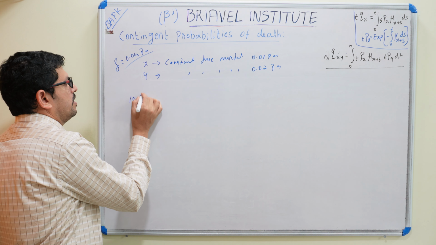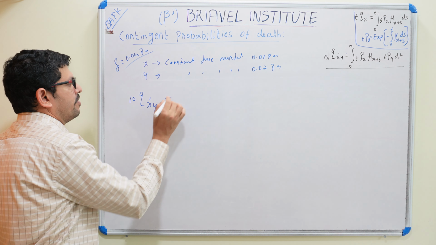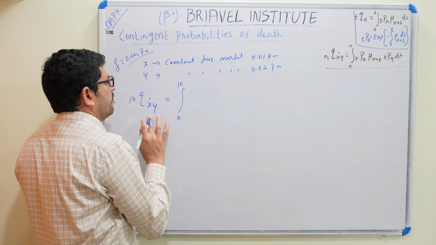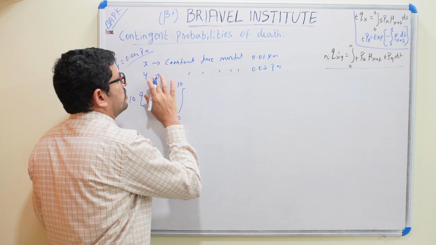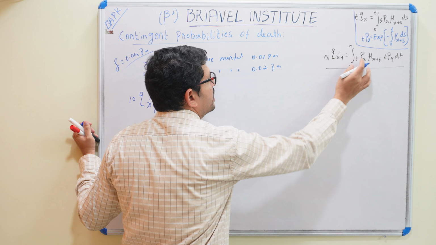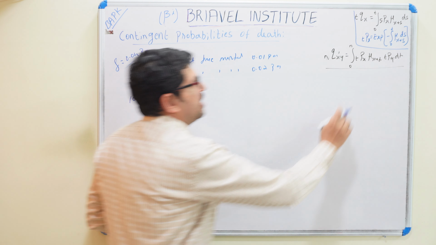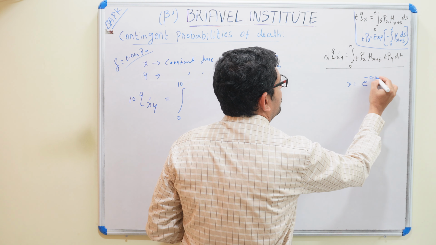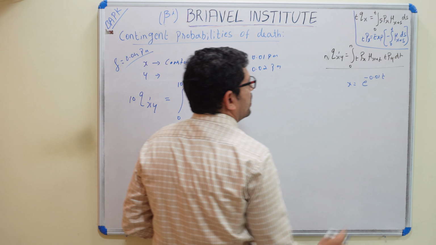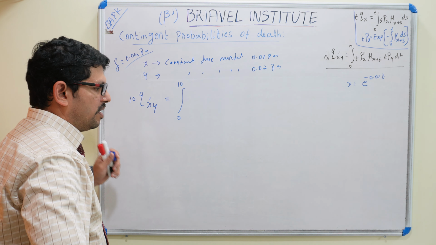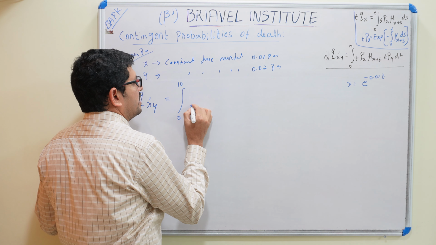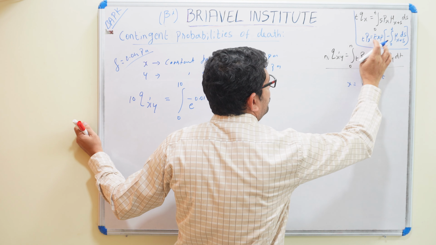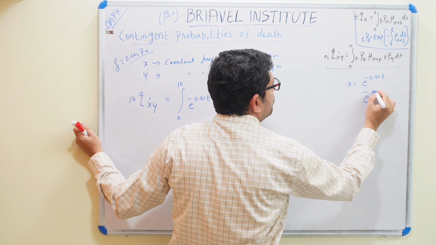We have to find 10q(x:y) with the 1 over y. So we can integrate from 0 to 10. So where is X? tpx. We know the formula for a constant force of mortality: tpx is e raised to minus 0.01t. It is a constant force of mortality, so it will be e raised to minus μt.